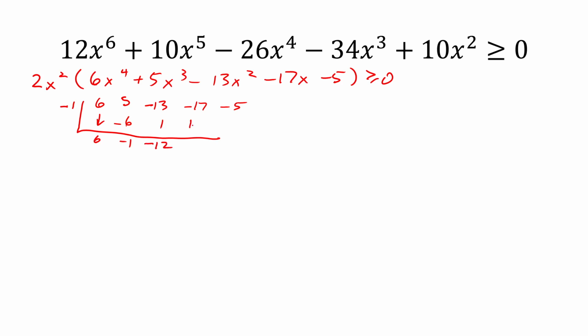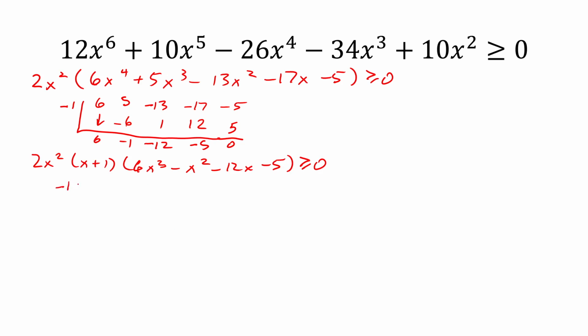So we go through the steps of synthetic division. If you haven't mastered this yet, it's a very important skill. Now we can say that 2x squared times x plus 1 times 6x cubed minus x squared minus 12x minus 5 is greater than or equal to 0. And we see, lo and behold, if we let x equal -1, that cubic equals 0. So it looks like x plus 1 is going to be a factor twice. That's kind of cool.